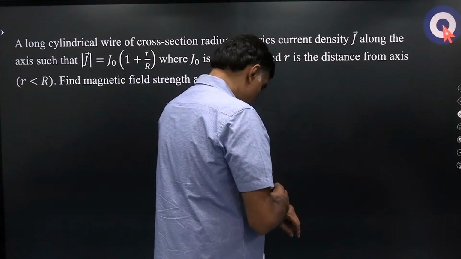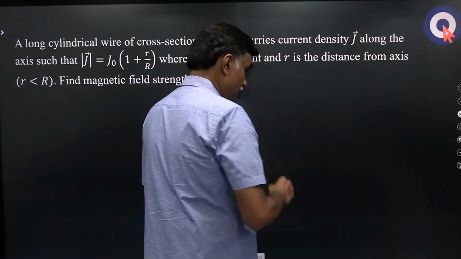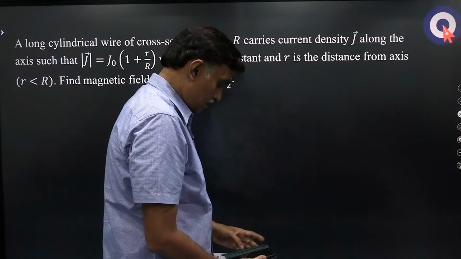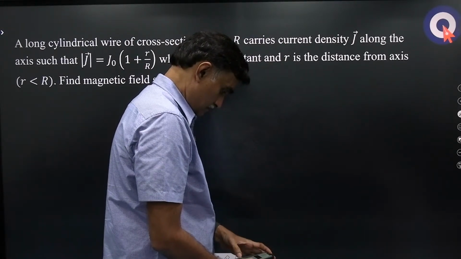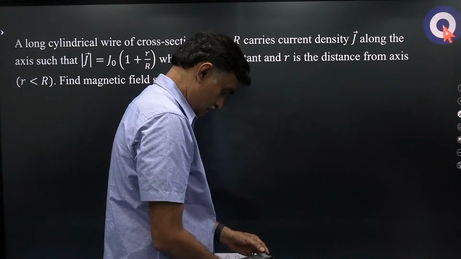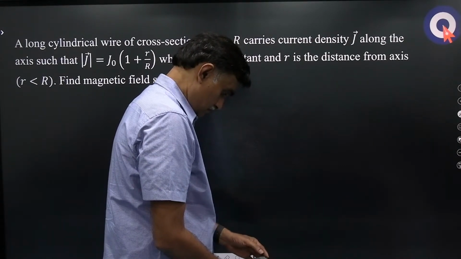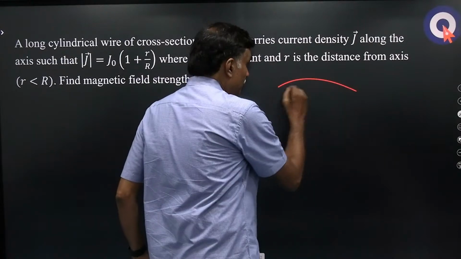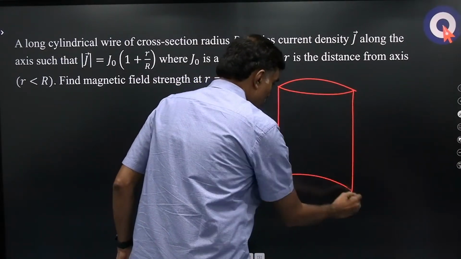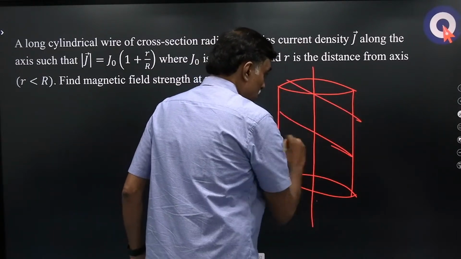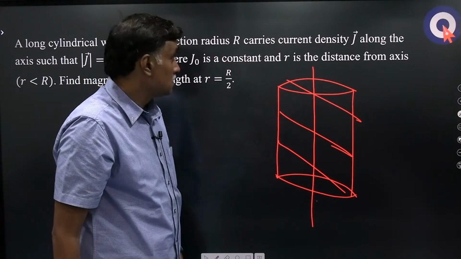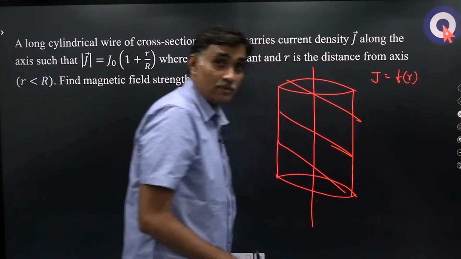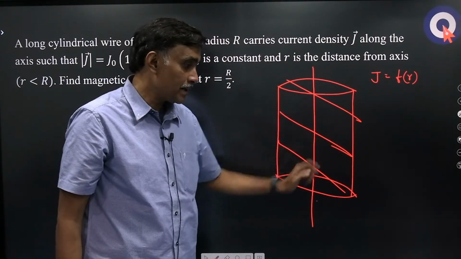If there is a solid cylinder that carries a current I along the axis of the cylinder, where current density is given as some function of r, a function of radial distance measured from the axis of the cylinder, then how to find the magnetic field at a distance r?